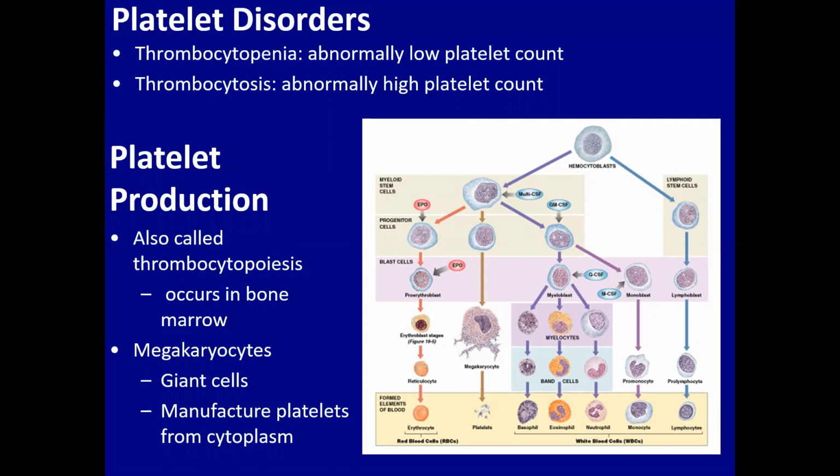So in order to make platelets, it's called thrombocytopoiesis. So you have lymphopoiesis, erythropoiesis, and thrombocytopoiesis. This occurs in the bone marrow, as I previously said, and this is how platelets are made in the cytoplasm from megakaryocytes. So here is the image of the megakaryocyte.